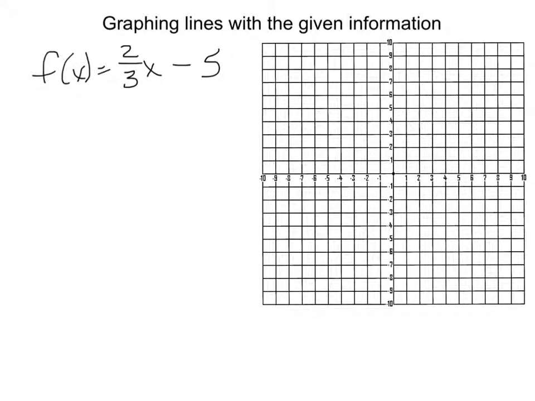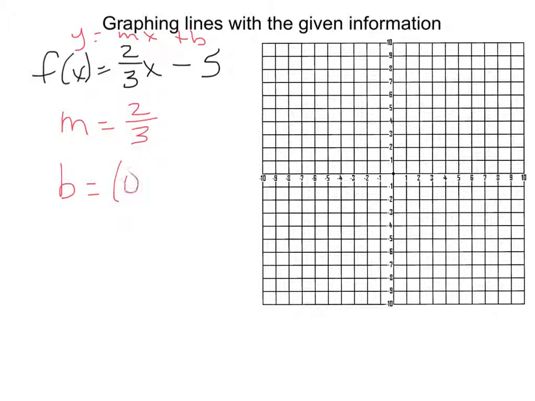All right, let's graph this line. Now notice, just because it says f of x, it's the same thing as y. So whenever you go to graph a line, you need to identify the slope. Remember, slope is m, and in slope-intercept form we have y equals mx plus b. If we identify the slope, that's 2/3. My b value here is the y-intercept, and that is -5.